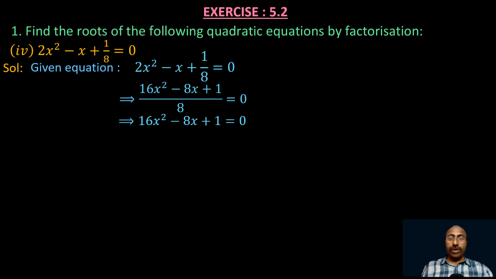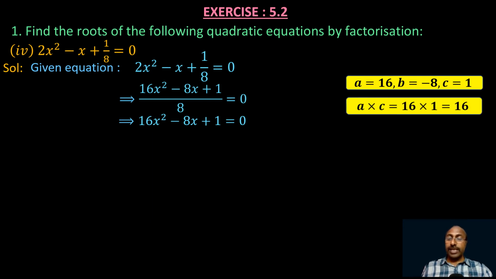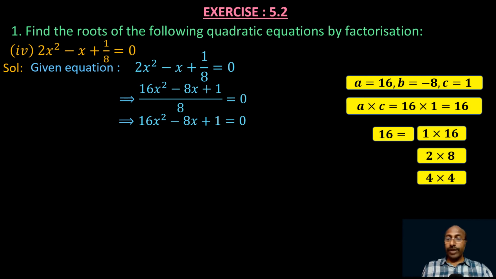Now we have to split minus 8x into two terms such that their sum is equal to minus 8 and their product is equal to the product of a and c, that is 16 into 1. Okay, so by comparing this equation with the standard form, here we have a equal to 16, b equal to minus 8 and c equal to 1, and the product of a and c is 16 into 1, which is equal to 16. And 16 can be factorized as 1 into 16 or 2 into 8 or 4 into 4. And we can notice that minus 4 minus 4 is minus 8 and minus 4 into minus 4 is 16.